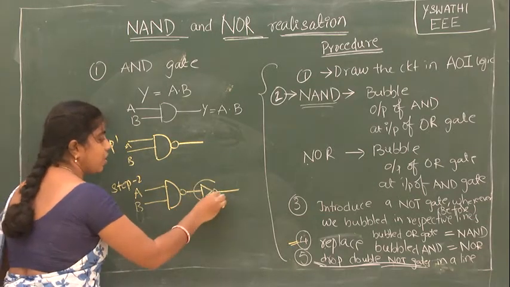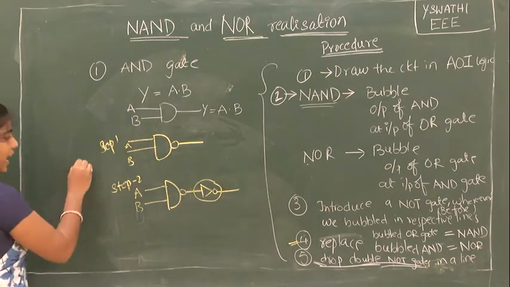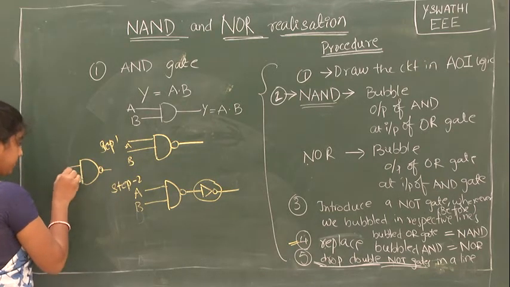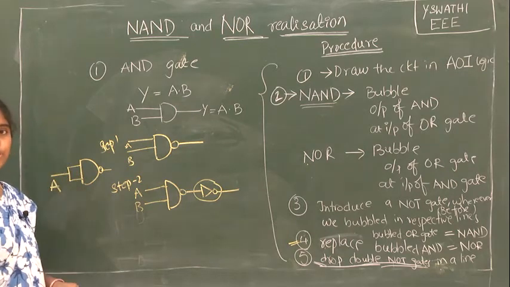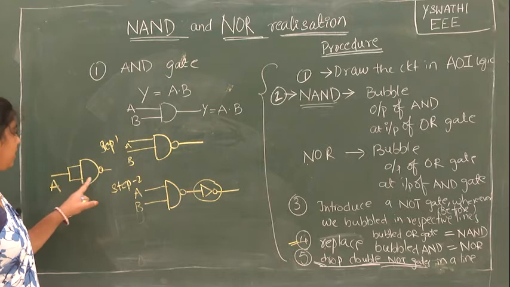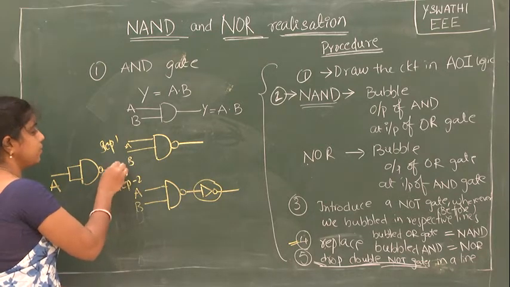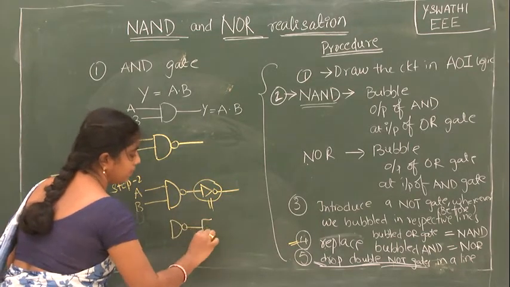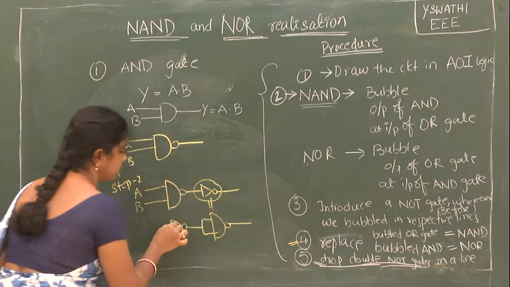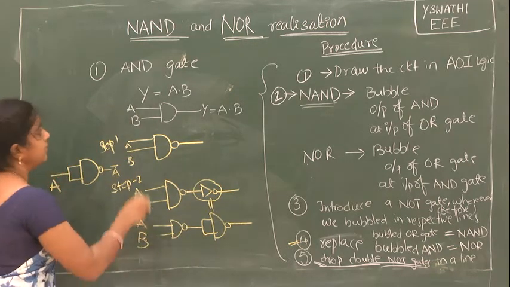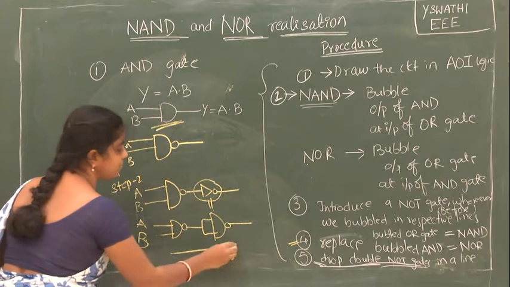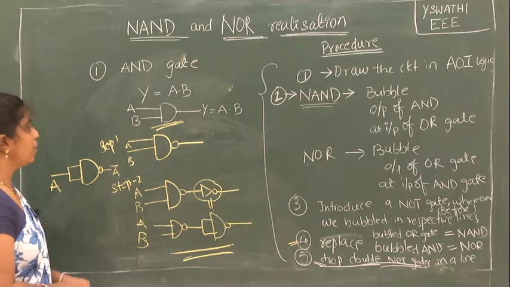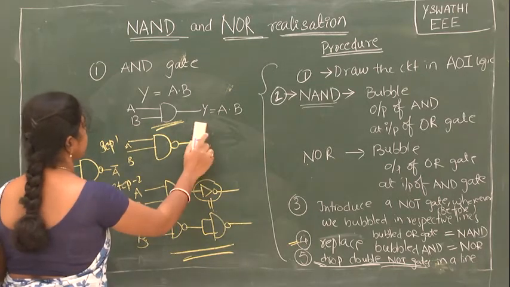But this NOT gate can be represented by a NAND gate having the same inputs. That means if the two inputs are given as A, then the output is A bar. So I can replace this NOT gate like this. So the given AND gate can be replaced with this circuit. Now we'll move on to the NOR realization.